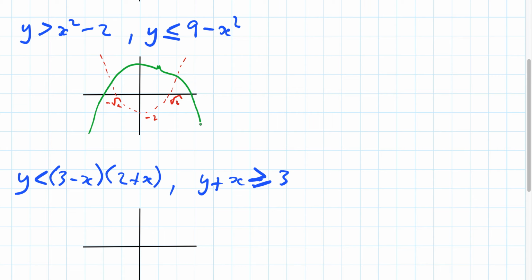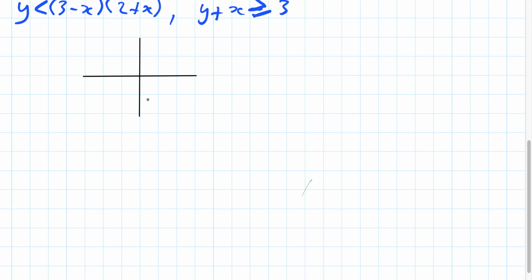Again, I'm just drawing rough sketches. Minus 3 and 3, and this is 9. Again, everything above the red and everything touching on below the less than the green, so everything in here. Yeah. Okay, and the last example we have.